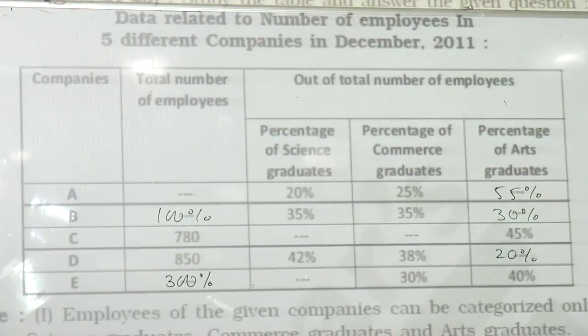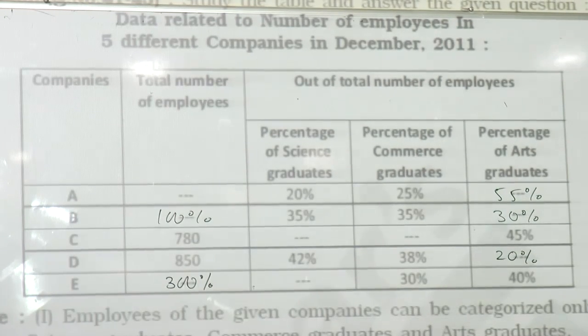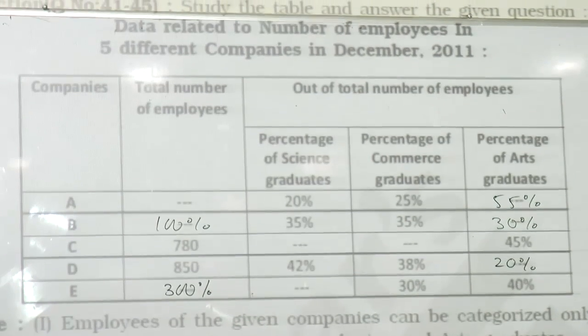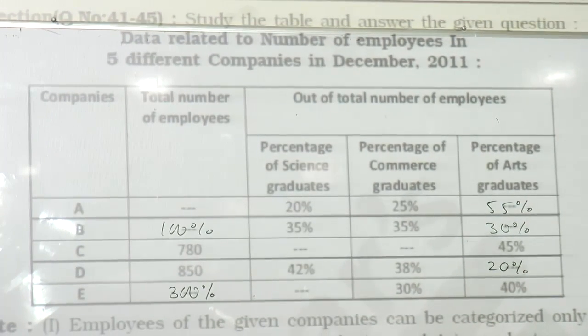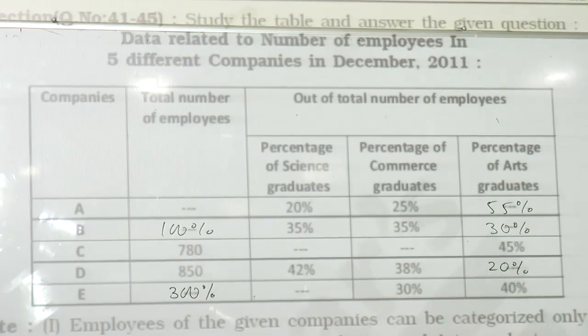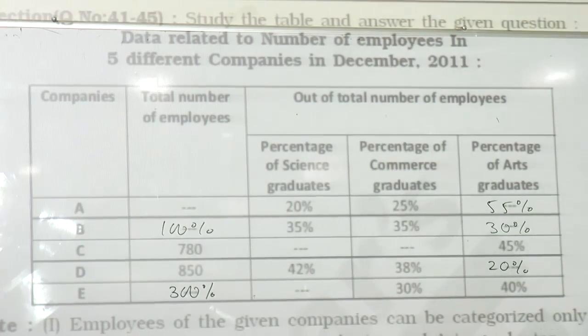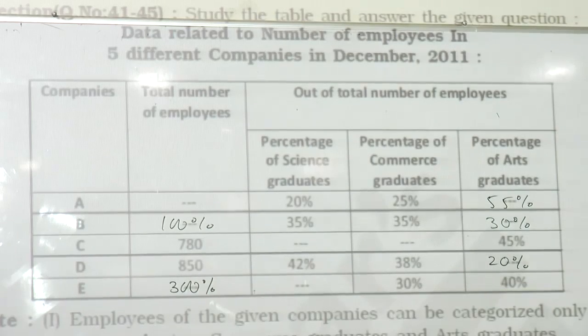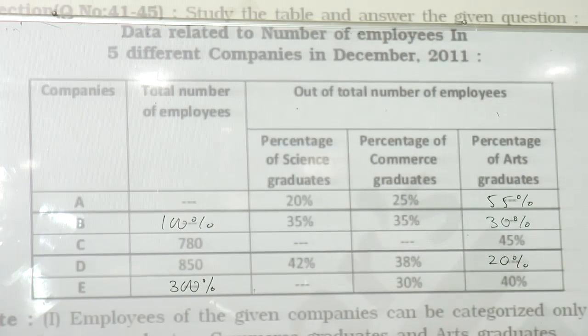Next. 44. The total number of employees in company D increased by 20% from December 2011 to December 2012. If 50% of the total number of employees in company D in December 2012 were science graduates, what was the number of science graduate employees in company D in 2012? 100, 120, 60. No? Can that be your answer? No, no, no.